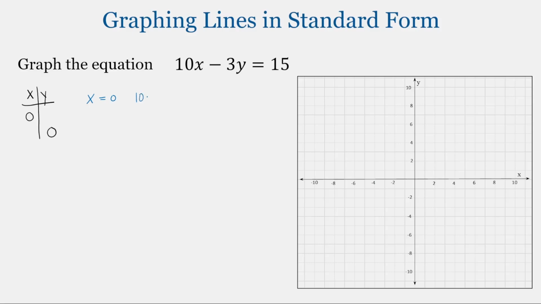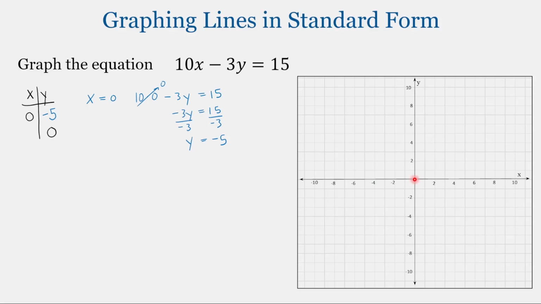So we'll have 10 times 0 minus 3y equal to 15. And 10 times 0, that's 0, it goes away. So now we have negative 3y equal to 15. Then we're going to divide both sides by negative 3. So our y coefficient goes from negative 3 to 1. So we have 1y equal to negative 5. So our y-intercept is 0, negative 5.